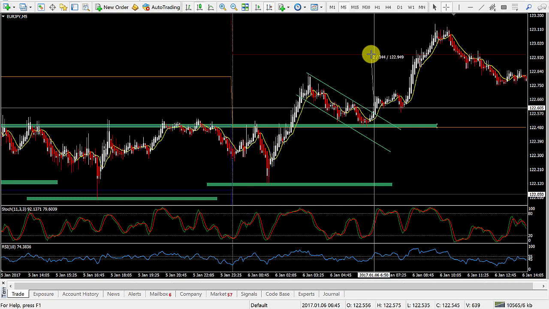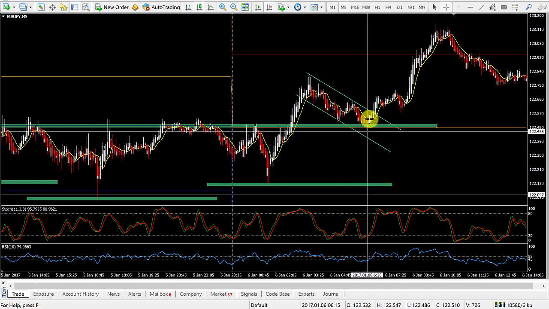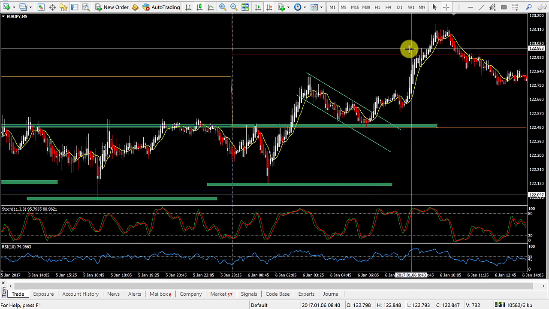Now let's check our risk. We have 34 pips to the next pivot where we can potentially take profit, and to the downside 15 pips, 3 pips below the last low. This is our stop. So a little bit better than 2 to 1 on this trade.